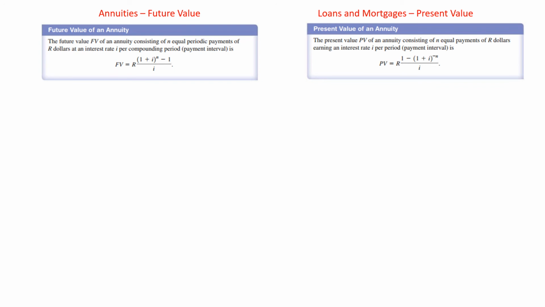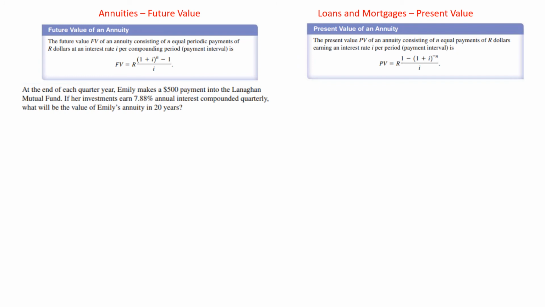The first one: at the end of each quarter, Emily makes a $500 payment into the Langahan Mutual Fund. If her investment earns 7.88% annual interest compounded quarterly, what will be the value of Emily's annuity in 20 years?